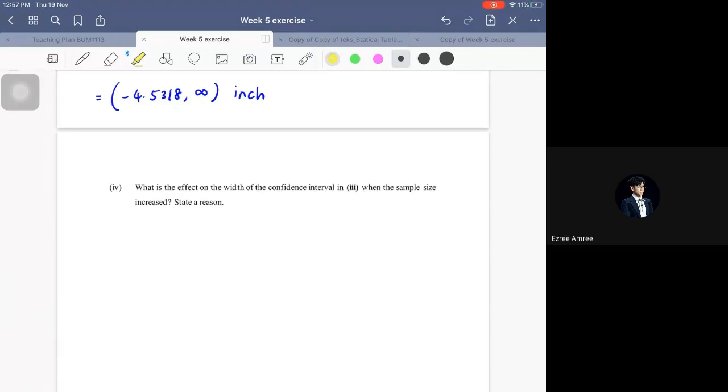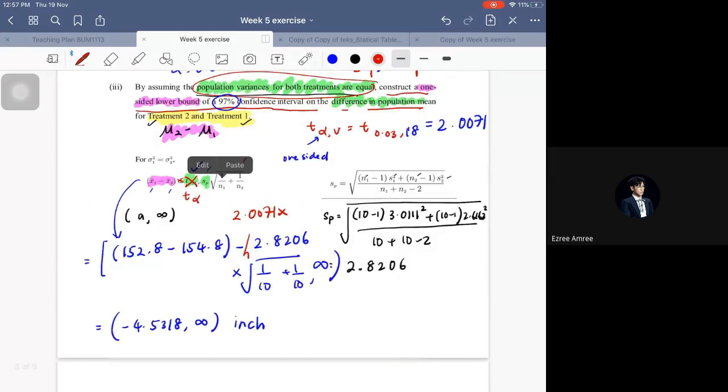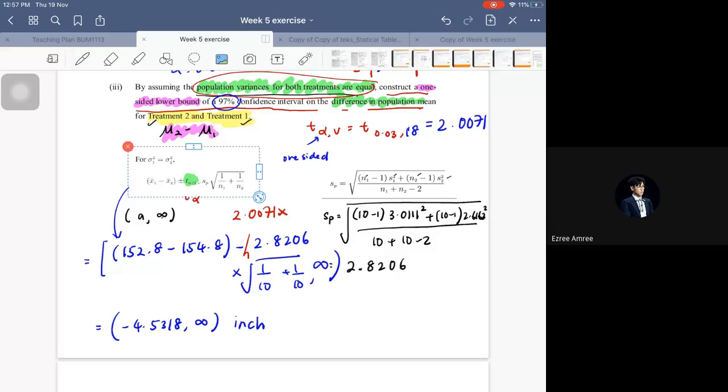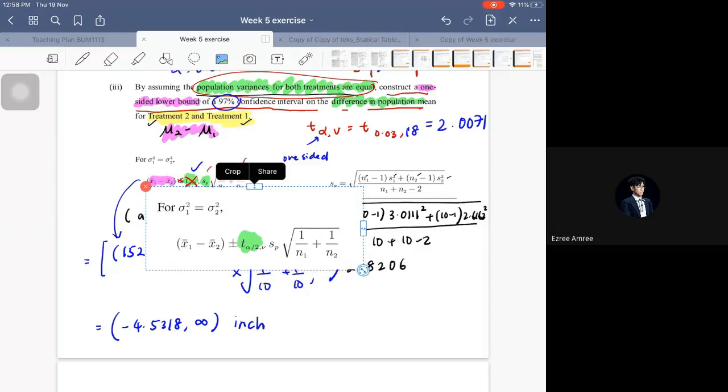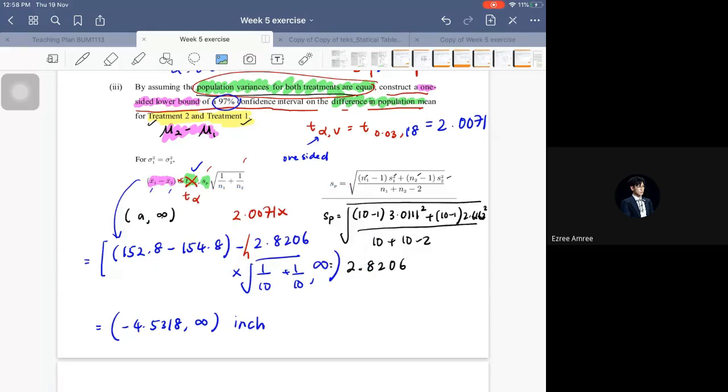So for question number 4, it says, what is the effect on the width of the confidence interval in 3 when the sample size is increased? So now the question asks you what happens when we increase the sample size. So that is going to be our n. So let's have a look at the formula. Let me copy this formula again. So we're using formula number 5, isn't it?